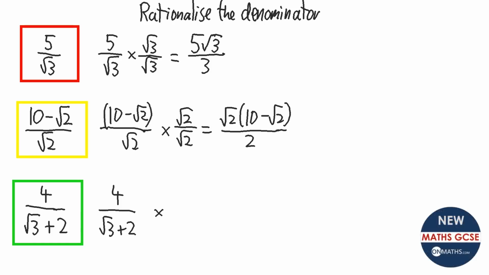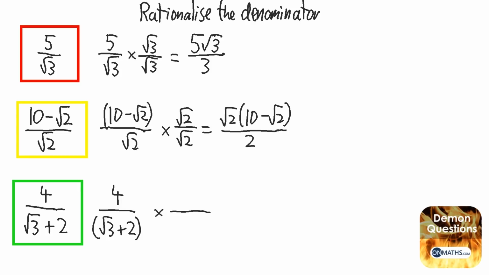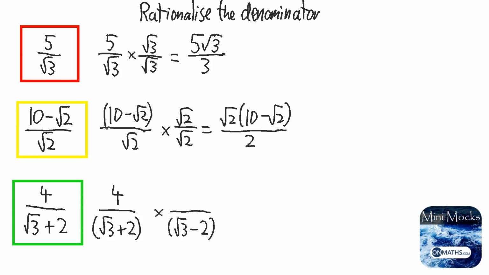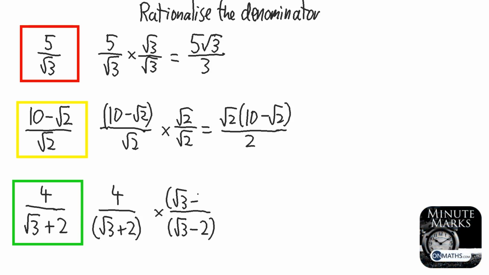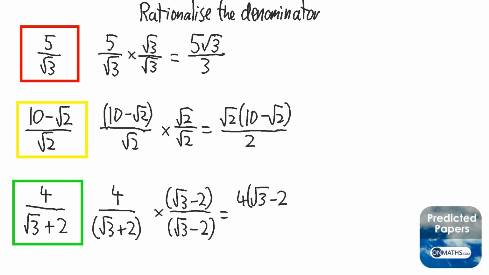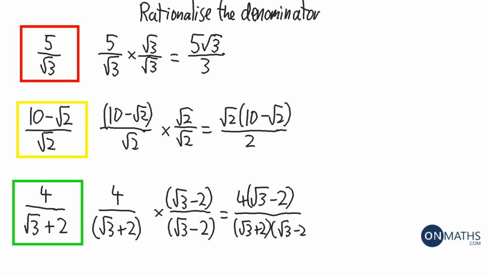So we've got to think, right, okay, let's put brackets around it. How would I get rid of that? There is one way and one way only to do it. If you times top and bottom by an identical bracket, but with a different sign, so that was root 3 plus 2, if we do it root 3 minus 2, let's have a look what happens. And I've got to do the same to the top, so that the fraction as a whole is 1. So at the top I get 4 root 3, root 3 minus 2. But at the bottom we get root 3 plus 2, root 3 minus 2.